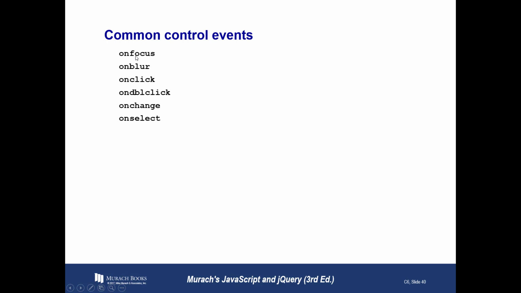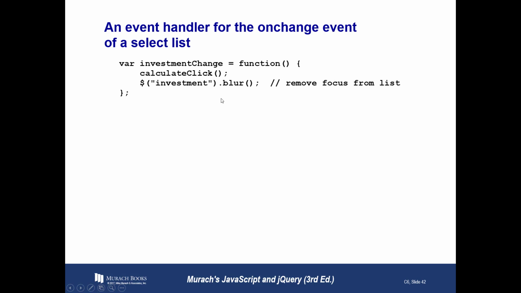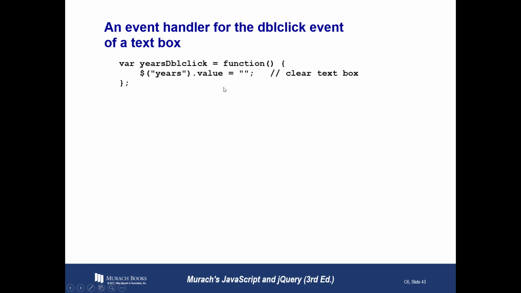So I can say when I get a focus or a blur, when I click, when I double click, when I change something, when I select something, those are all places it is possible for me to add code. All right, here's a registration form, and probably you click the reset button or probably you click the submit button. And what do you do with it? Whatever it is you want to do with it.